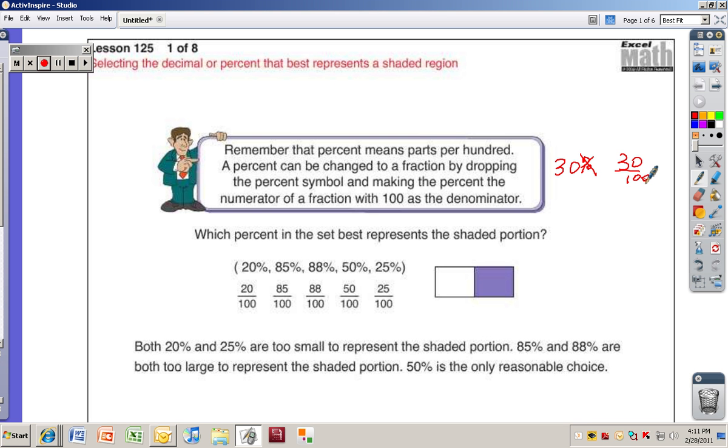Which percent in the set best represents the shaded portion? Would this be 20%, 85%, 88%, 50%, or 25%? Well, it's about half shaded, right? So what percent is about half? That would be 50%. All right?